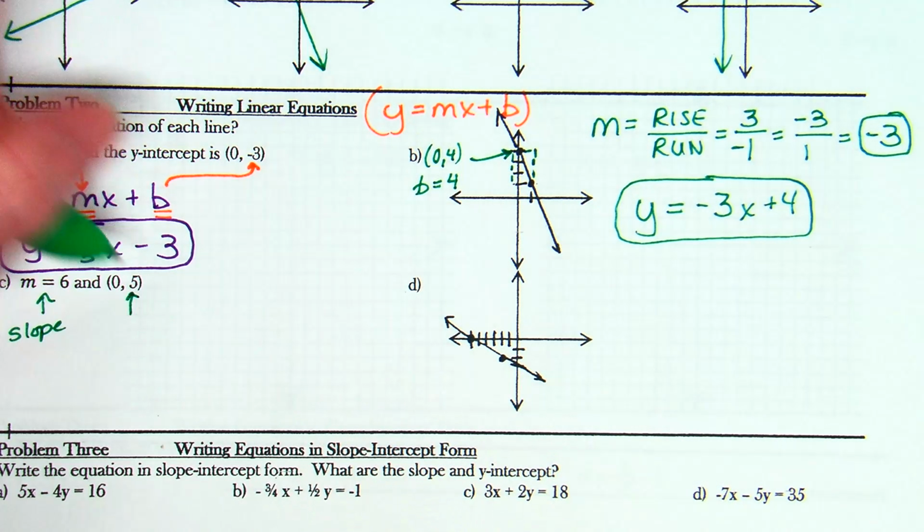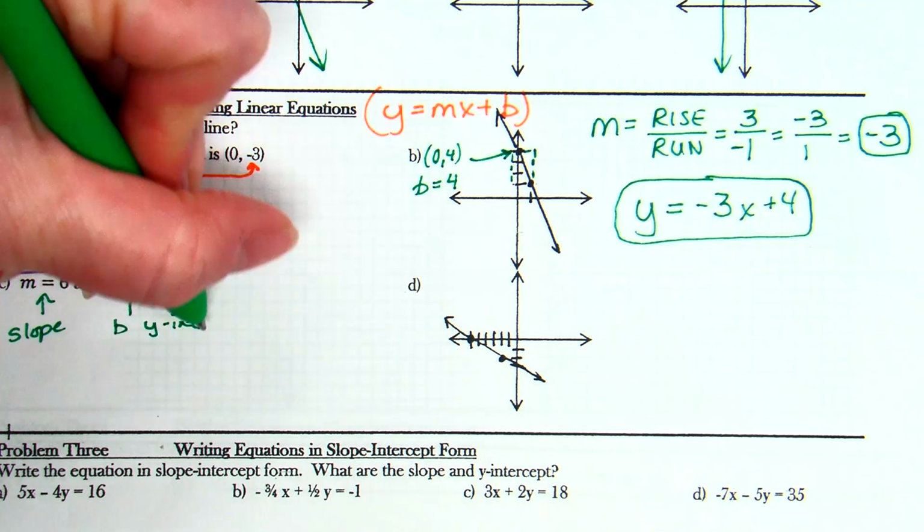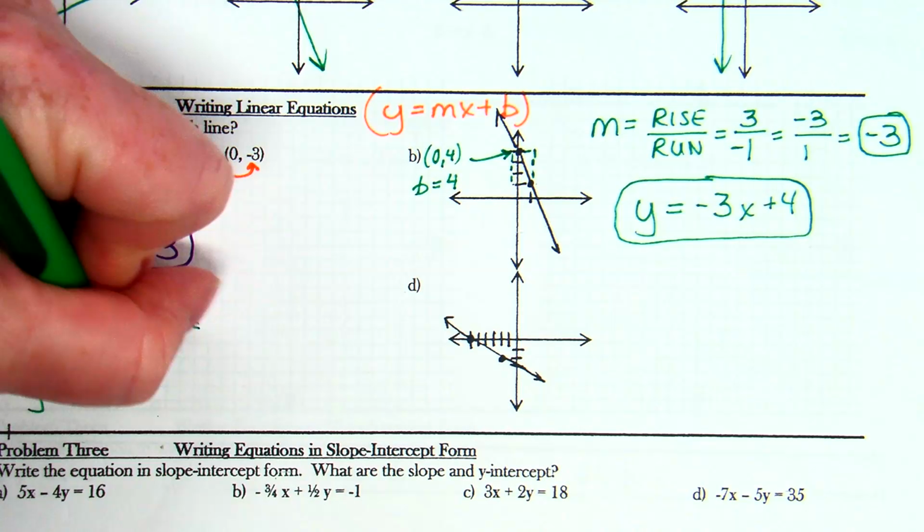If the x value is 0, the y value is the y-intercept. So that means my y-intercept is 5. What's the equation? y equals 6x plus 5. You got it.